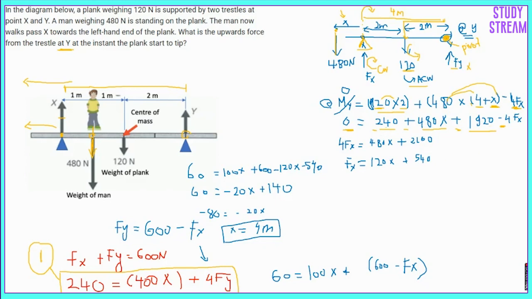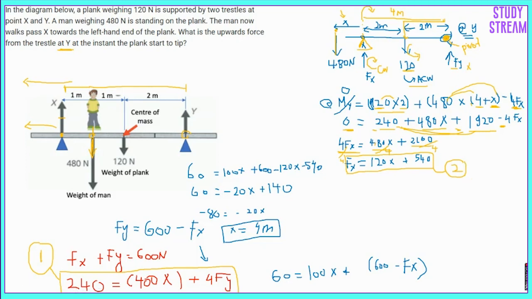So simplify, you can add the numbers together. These two can be added, and then you get 2160 for the number. And x stays the same, 480x. And for fx, we can move it to the other side to be positive here. Then we can divide everything by 4. So divide this by 4. Divide this by 4. You get it simplified as this answer here. And this should be your equation number 2.